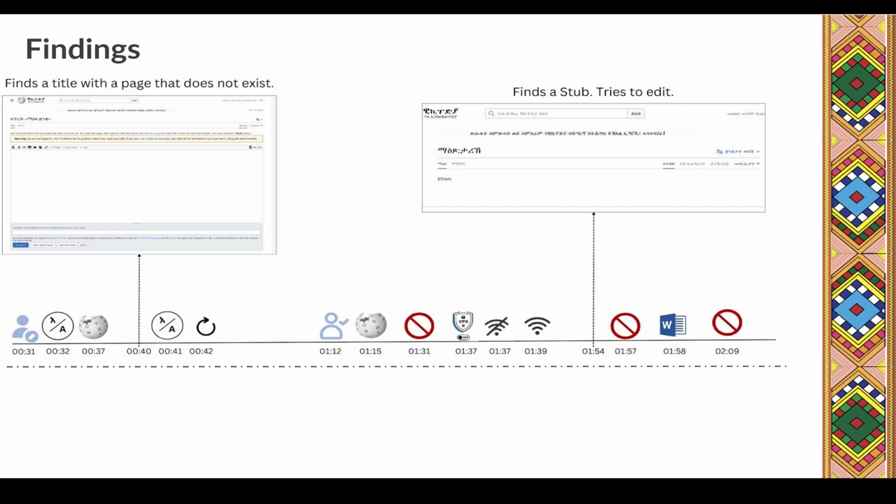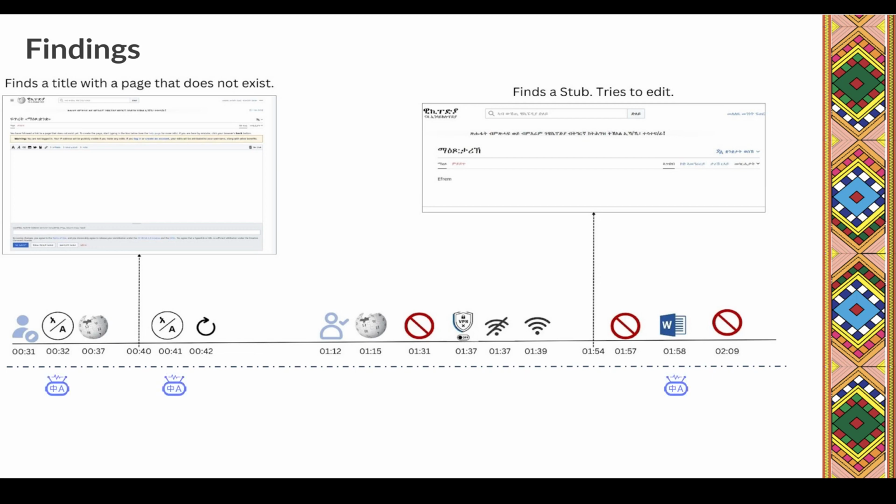He realizes this might be because of his connection to a VPN service, so he disconnects from the VPN, which in turn disconnects him from the internet. He reconnects back to the internet and finds an article that is a stub and tries to edit. He is again told that his IP address is blocked. Now he decides he's going to write the article on Microsoft Word and copy back to Wikipedia once he's done. When he finishes his article and tries to copy back, he is again told that his IP address is blocked.